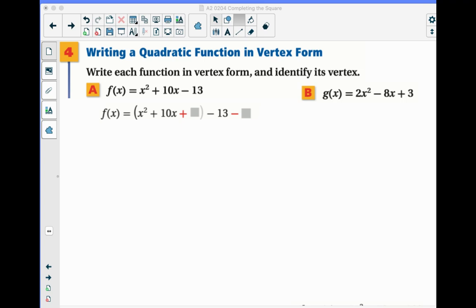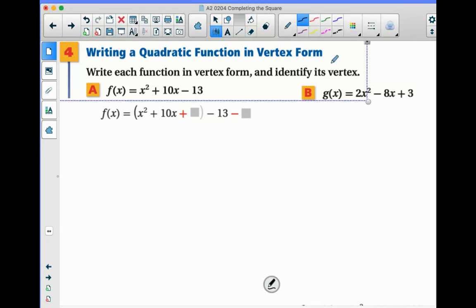Okay, we're going to end with the toughest one. We are going to write it in vertex form and identify its vertex. So remember, vertex form.